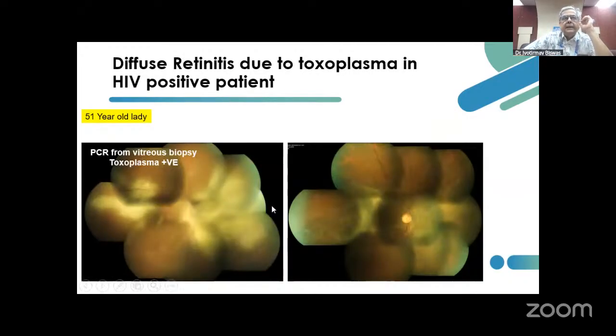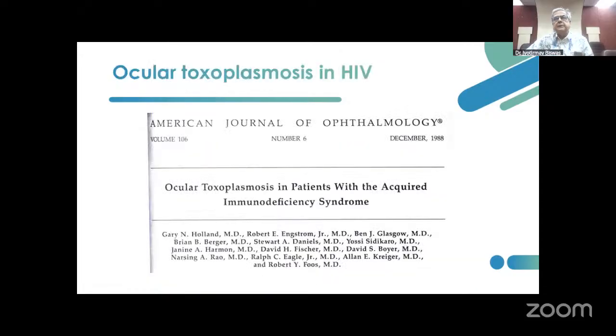And in the case of HIV positive patients, it's a different ballgame. They can present as a necrotizing retinitis and mimic viral retinitis. This is a 51-year-old lady, and the PCR from the vitreous biopsy was toxoplasma positive. She was treated with intravitreal clindamycin, and you can see that she responded nicely and the patient preserved the vision. So in an HIV positive patient with any necrotizing retinitis, keep toxoplasma in the differential diagnosis.